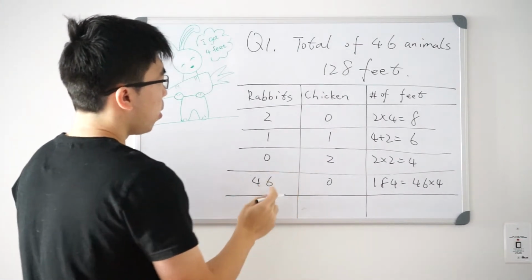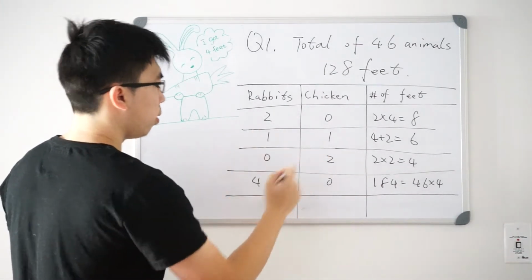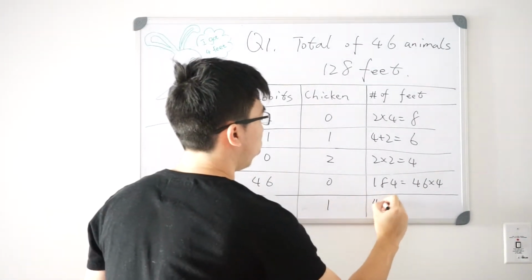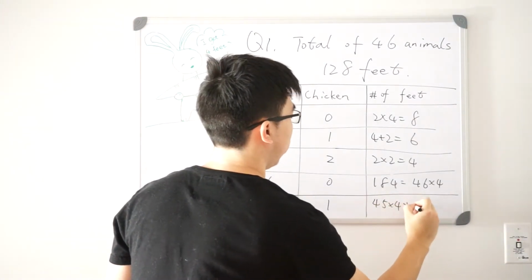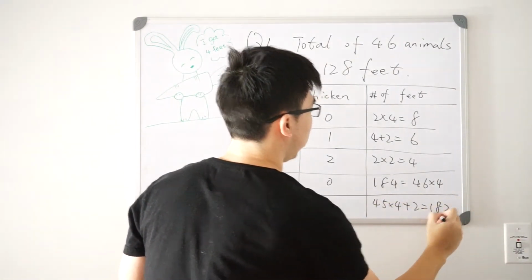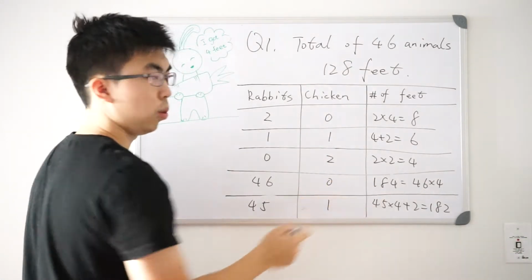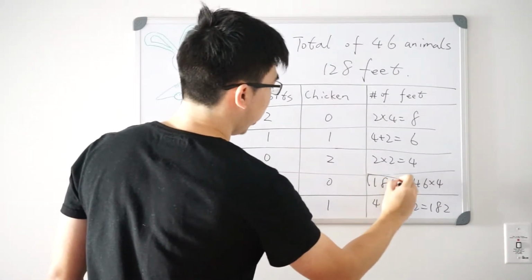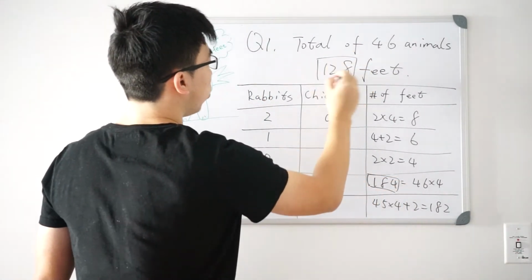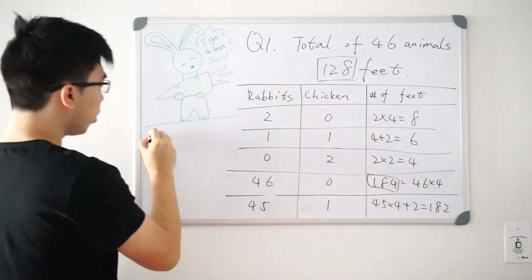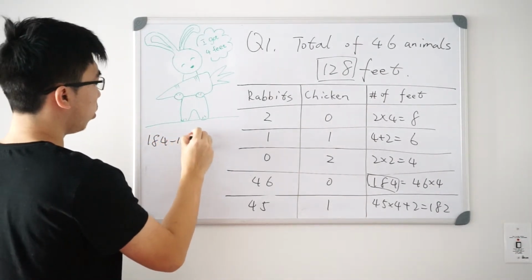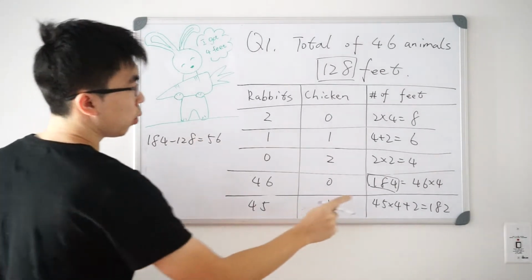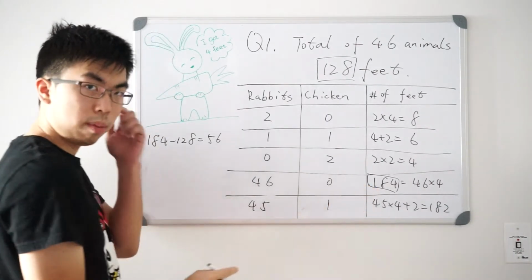Or if we were to replace 1 rabbit with 1 chicken, we'd get 45 rabbits, 1 chicken. That's 45 times 4 plus 2. That's 182. So for each replacement we do, the total number of feet goes down by 2. We want this number 184 to go down to 128. And the difference now is 184 minus 128. That's 56. So we want to do some replacements so that this number goes down by 56.